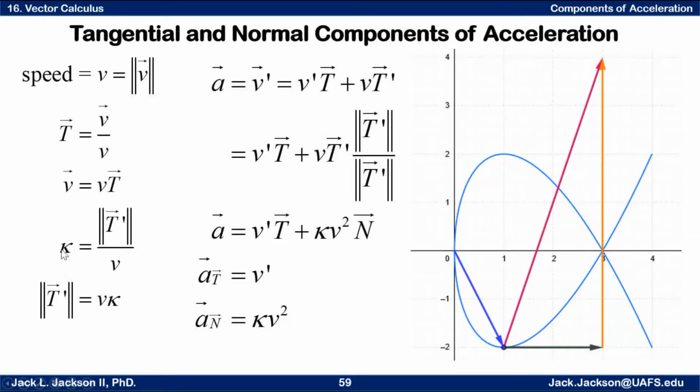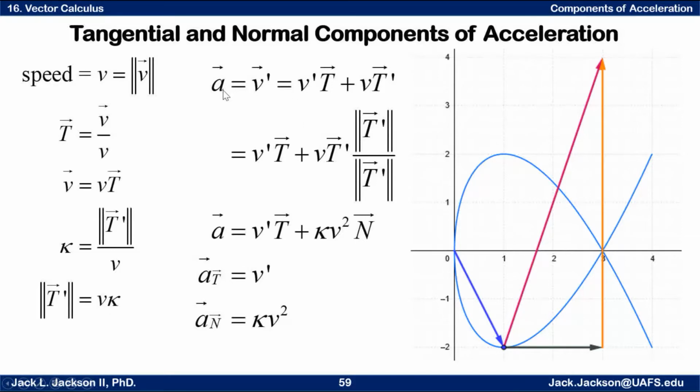One way to write the formula for the curvature is the norm of the derivative of the unit tangent vector and then divide by the speed. Okay, and solving that for the norm of the derivative of the unit tangent vector, it is the speed times the curvature.